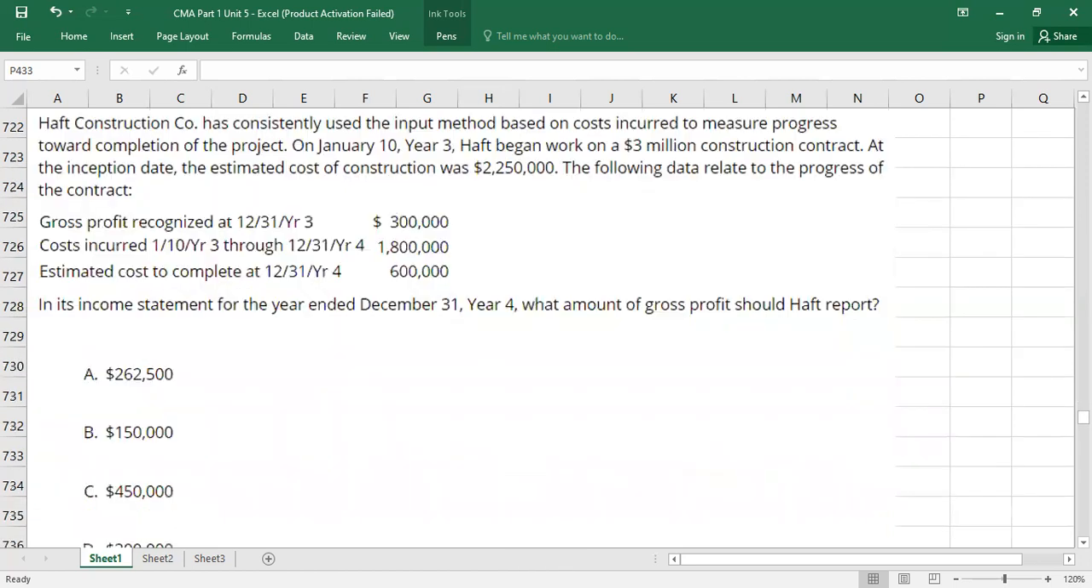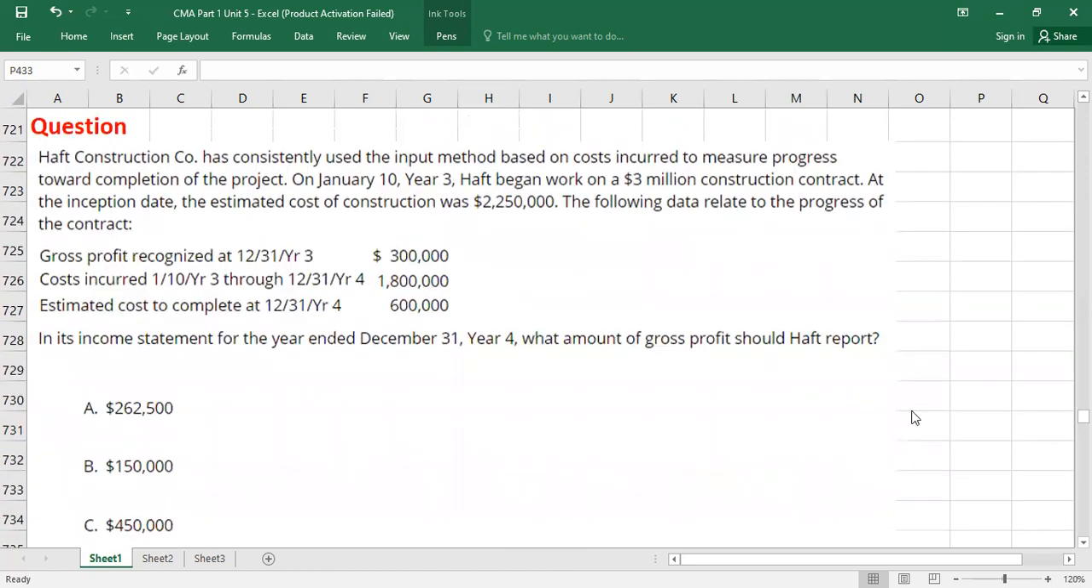I would request, please read this example. So in this question, guys, what is provided? Half construction company has consistently used which method? Input method, based on cost incurred to measure progress toward completion of the project. On January 1, year 3, half began work. Actually, we have year 3, then we will have year 4 and we will have year 5. Let's read what data is given.